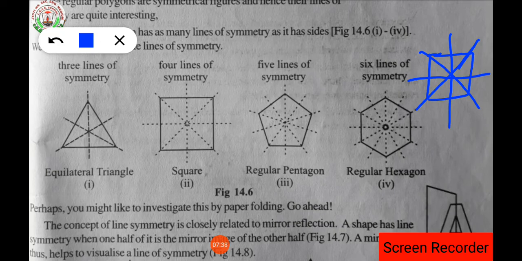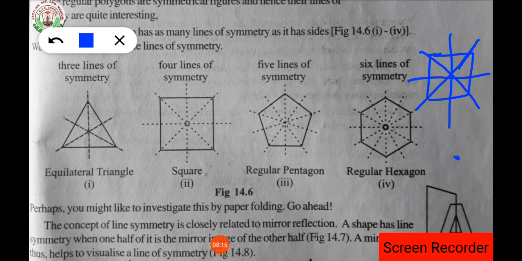Now 5 lines of symmetry are possible in a pentagon. As we know, a pentagon is a regular polygon, and all its 5 sides are equal and all its 5 angles are equal, isn't it? Therefore it has 5 lines of symmetry. One more important thing I would like to tell you, student: in some polygons, if their sides are equal, then the number of lines of symmetry equals the number of sides. If 6-sided, that means 6 lines of symmetry can be drawn. If it is a 5-sided polygon, 5 lines of symmetry will be possible.